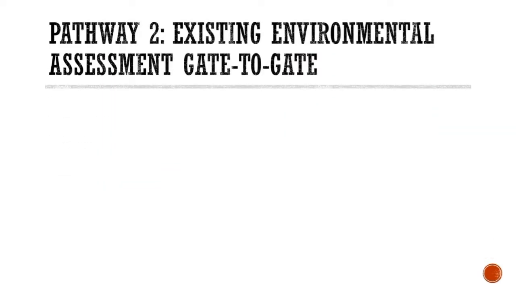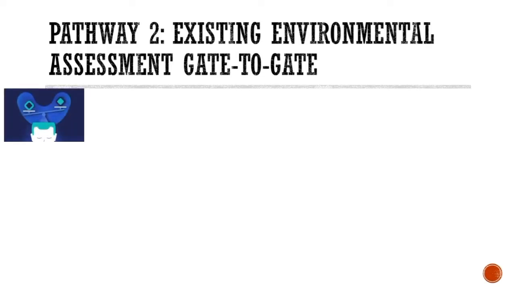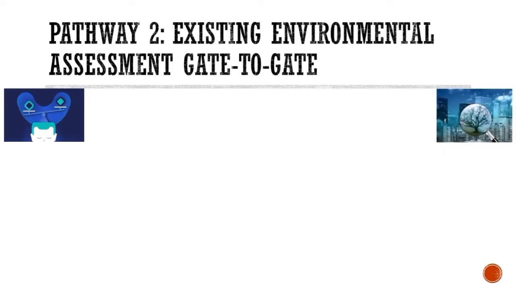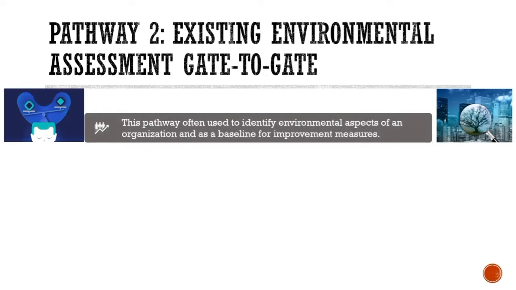Pathway 2, Existing Environmental Assessment Gate to Gate. The most common site assessment framework is Enterprise Ecological Balance and Environmental Audit, as key elements of the Environmental Management System, EMS. OLCA applications enable organizations to identify opportunities for further improvement throughout the value chain, both between suppliers and at the end of life and life of their products.